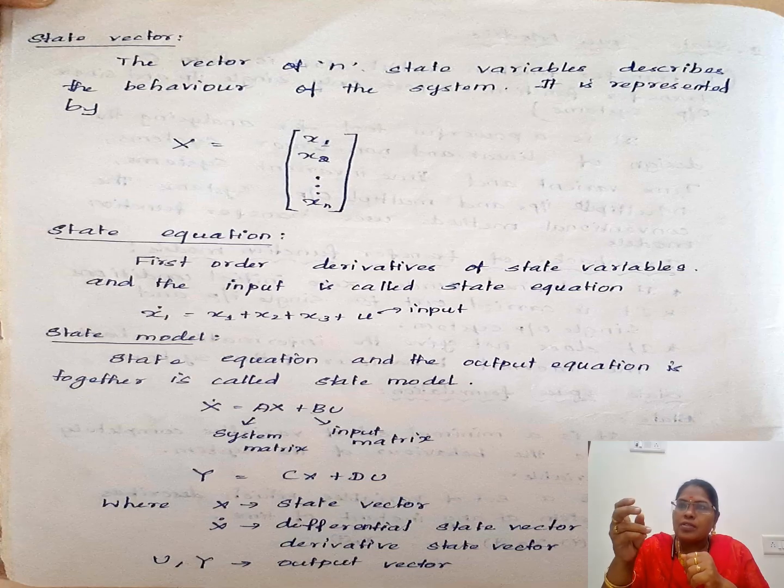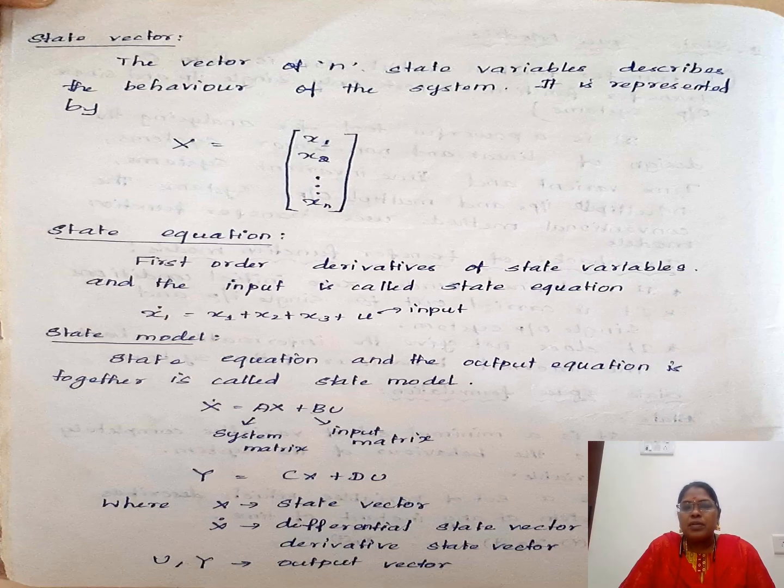x1, x2, x3, x4. If you consider the same CSTR example, there I want to control four parameters. So I'm considering one state variable for the flow, another for the flow of concentration B, the third state variable as the temperature, and the fourth as the level. Like that I can consider all four state variables. If I put all the four state variables as a matrix, then we call that a state vector. And next comes the state equation.